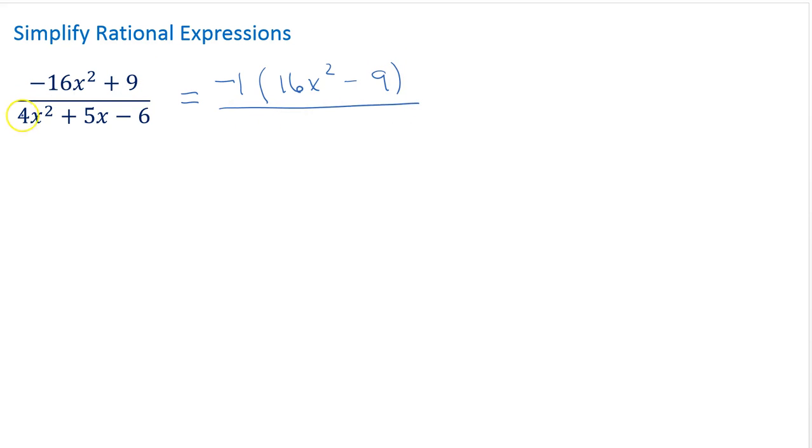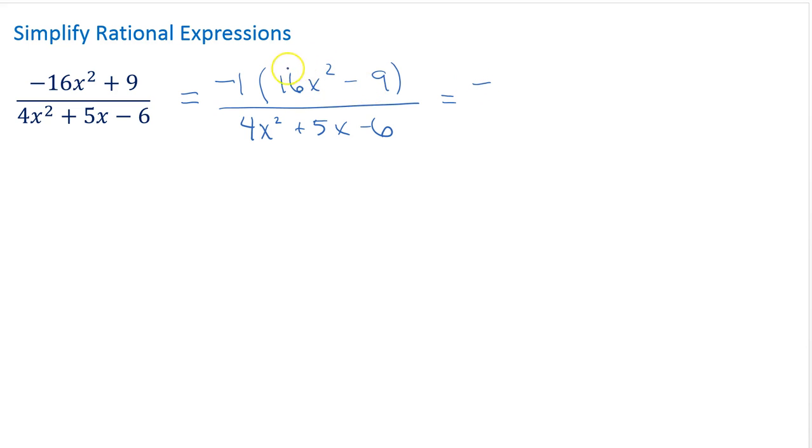divided by, now this denominator is ready to factor. I'm going to go ahead and recopy it as is, and we'll factor in the next step. Okay, so all I did was factor out a negative 1, which is going to change both of those signs. So the next step, what I notice is in the numerator, we have a difference of squares.